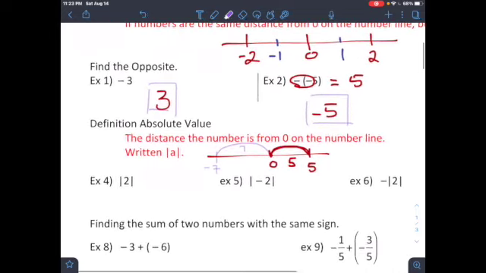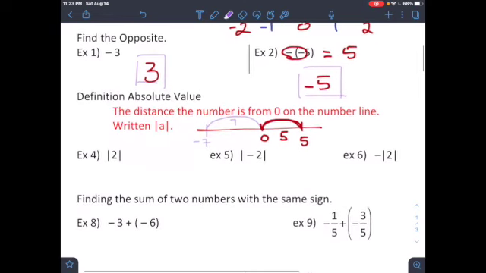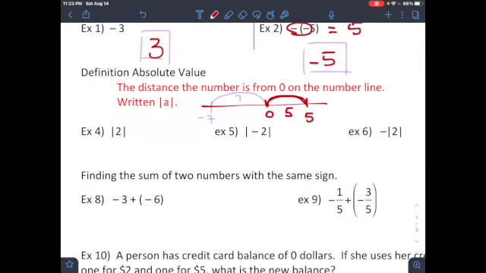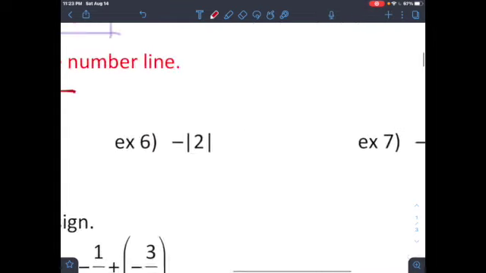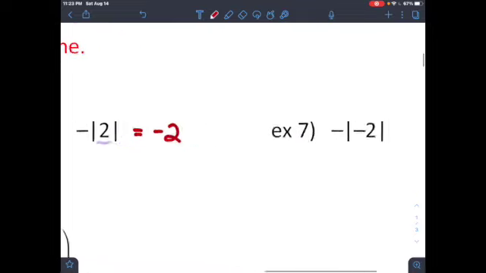So we are going to try a few examples on the bottom. The first one is the distance from 0 to 2. So that's just 2. The next one is the distance from -2 to 0. That's still 2. Then example number 6, you are going to deal with the distance from 2 to 0. That's 2. But there's a negative outside of it, so therefore -2 is your answer.